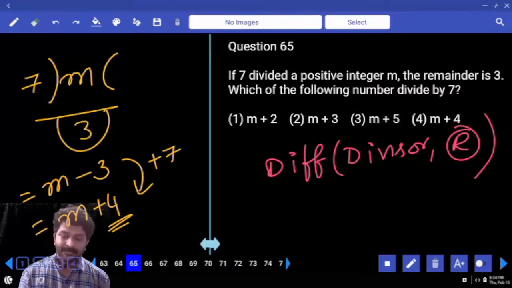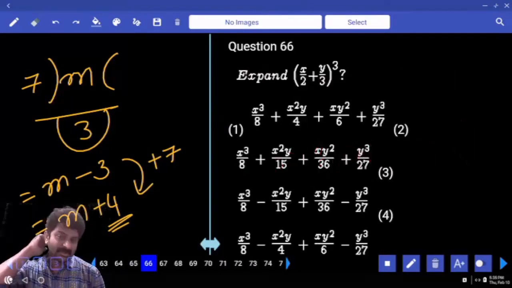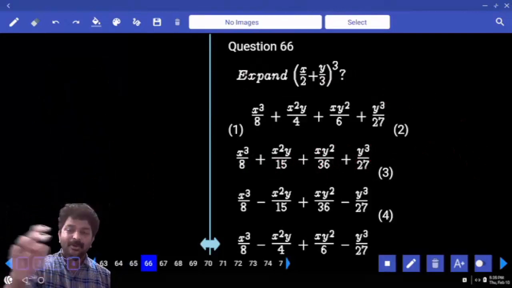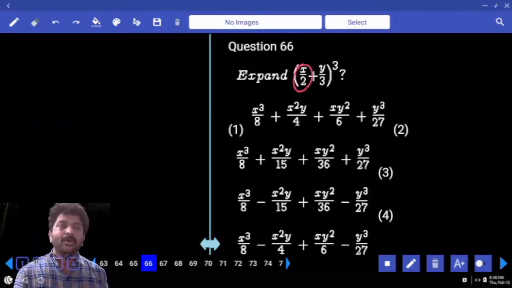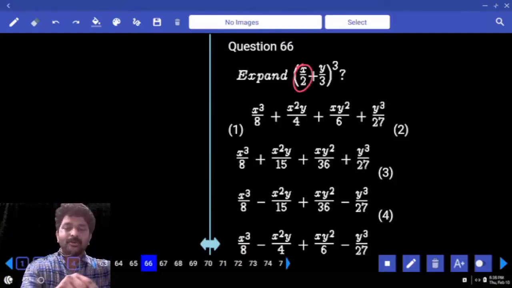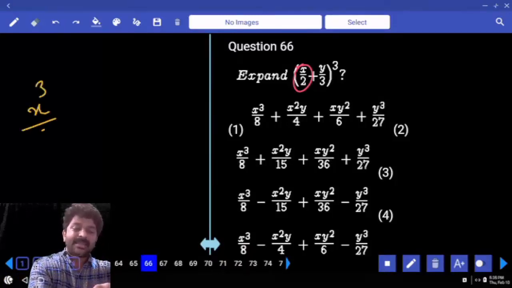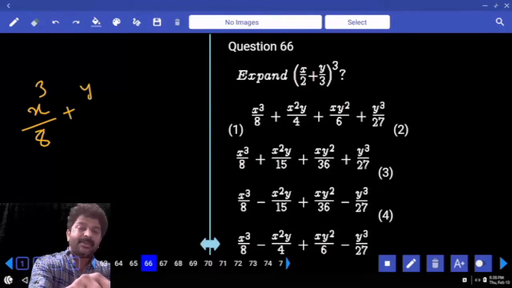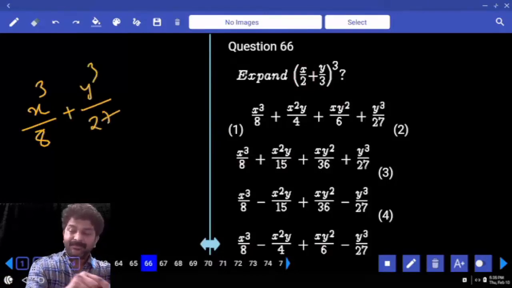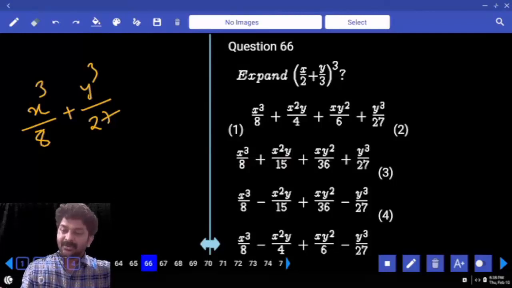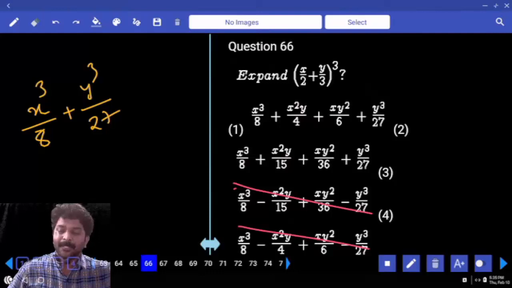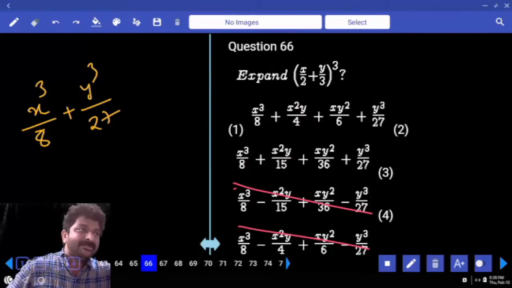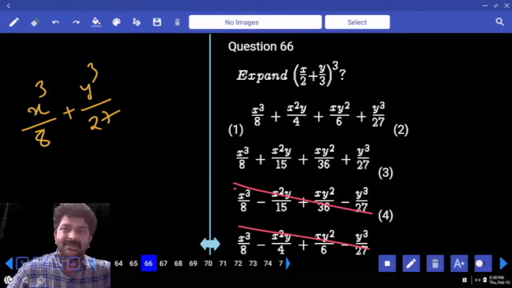Over. Next. It is simply the a plus b whole cube expansion. A cube, x by 2 whole cube, that is x cube by 8, plus b cube, y cube by 27. So, third and fourth are eliminated, right? Yes or no? Because they have negative numbers. When you have a plus b whole cube, all must be positive numbers only.